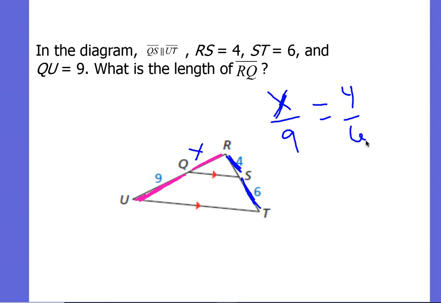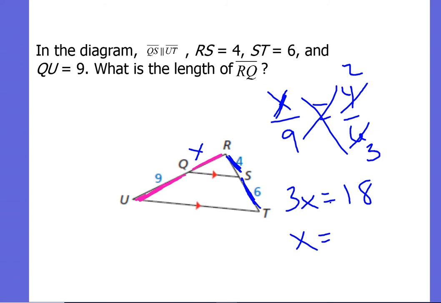Now at this point, of course, I can simplify here if I want. I can just cross multiply, but let's go ahead and simplify just for the fun of it. 2 goes into 4 twice and into 6 3 times. Now we cross multiply. I get 3x equals 18. And of course, after dividing, x equals 6. The value of RQ is 6. And that's how we can use our triangle proportionality theorem in some application.